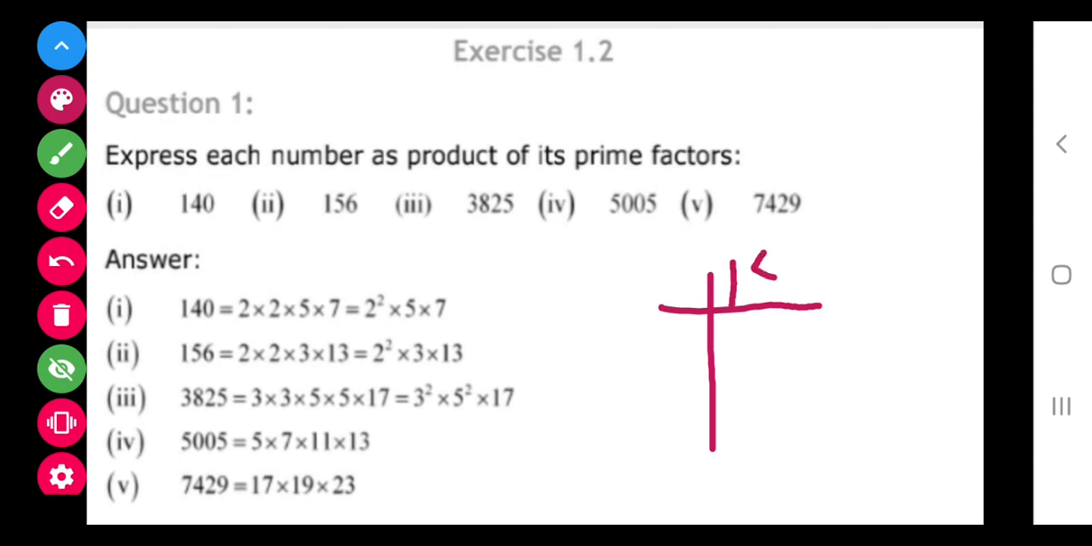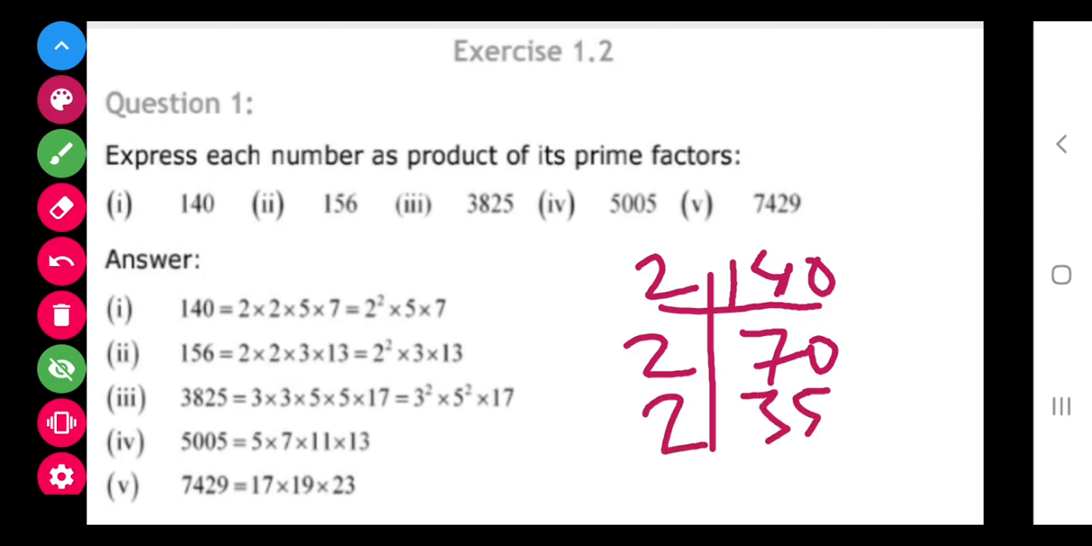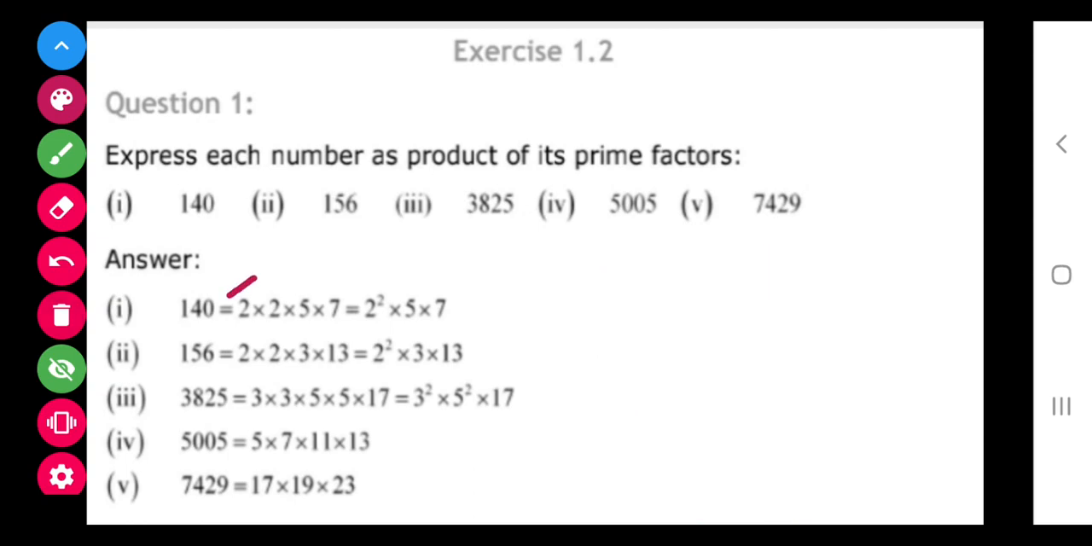So 140, divided by 2, it will become 70, then 2, then 35, then 5, 7, then 7 and 1 finally. So 2 into 2 into 5 into 7.